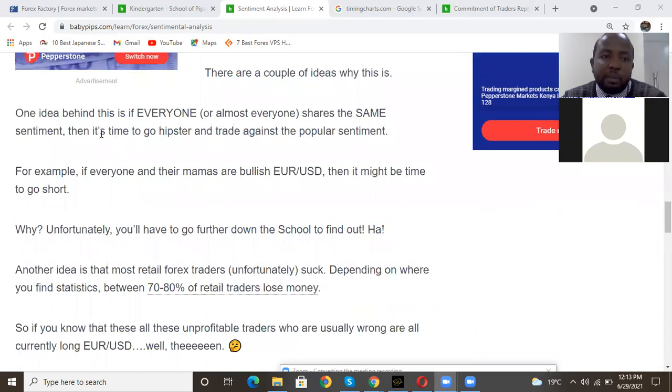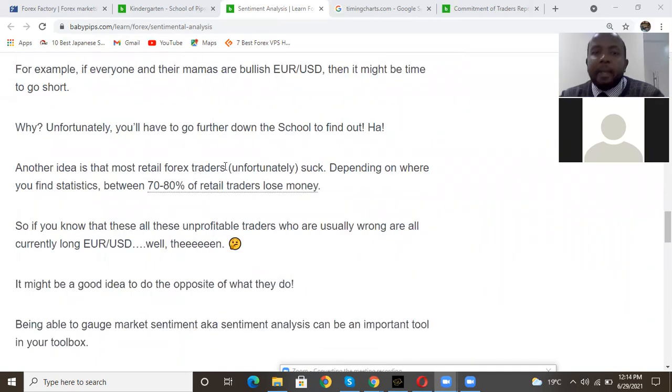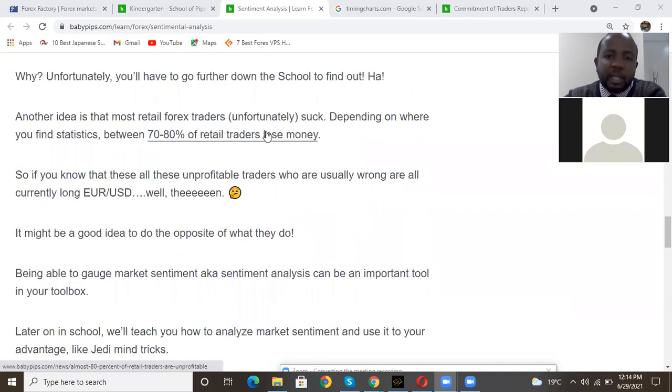So somehow you realize when the market is buying, you have to go further and find out. This is one thing I want you guys to know. Another idea is that most guys lose, unfortunately. Depending on statistics, between 70 to 80% of retail traders lose money. So this is very, very alarming. 70 to 80% are losing money.